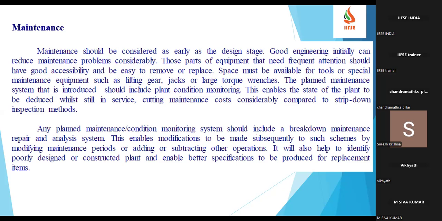If there is any planned maintenance, then the condition monitoring system should include a breakdown maintenance, repair and analysis system. This enables modifications to be made subsequently. Such schemes may modify maintenance periods or add or subtract other operations. It will also help to identify poorly designed or constructed plant and enable a better specification to be produced for replacement items. So plant maintenance also includes the breakdown.